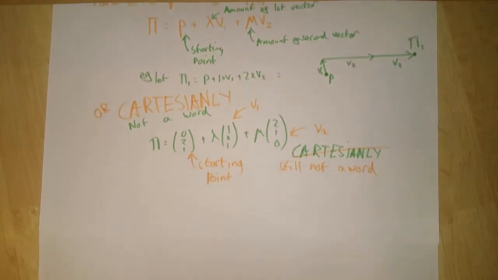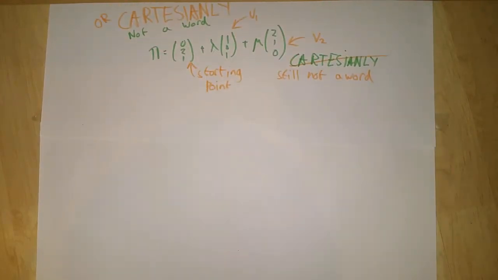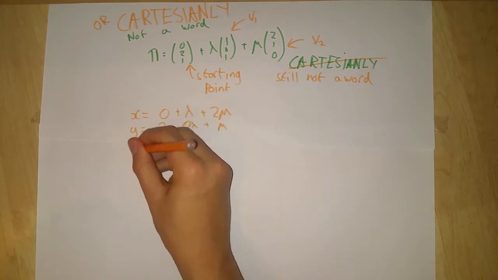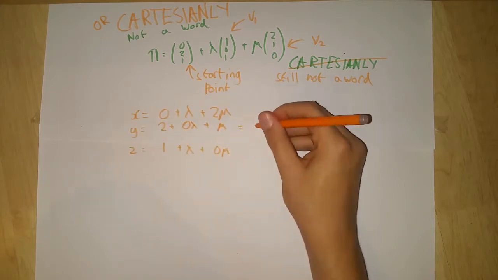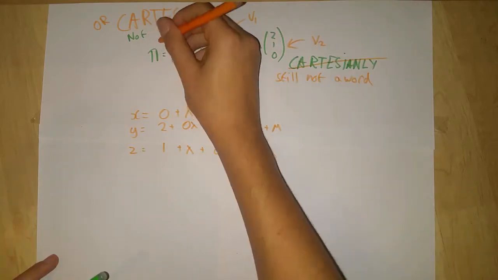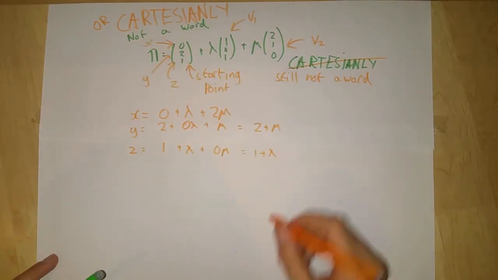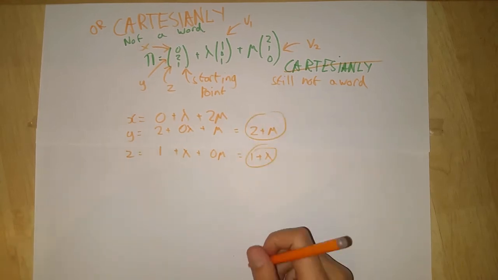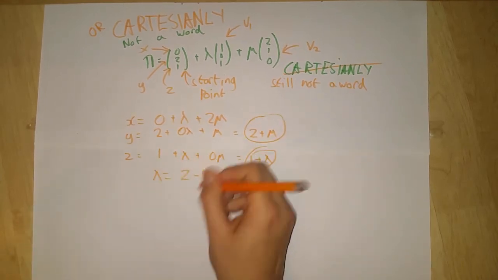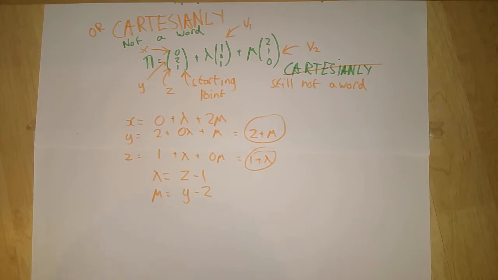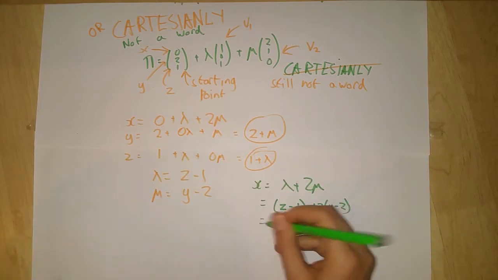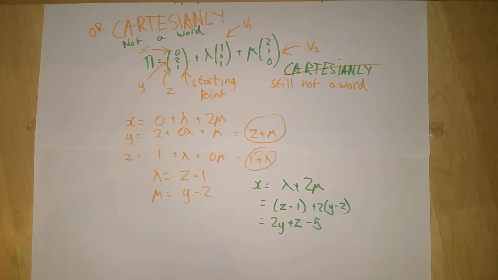If you look, you can have the x coordinate as 0 plus lambda plus 2 mu, the y is then 2 plus mu, and the z is 1 plus lambda. You can then use the y and z values to find that lambda is z minus 1 and mu is y minus 2. These 2 values can then be substituted into that x coordinate to get an equation that is just in x, y's and z's, which is pretty neato, as the kids these days definitely don't say.